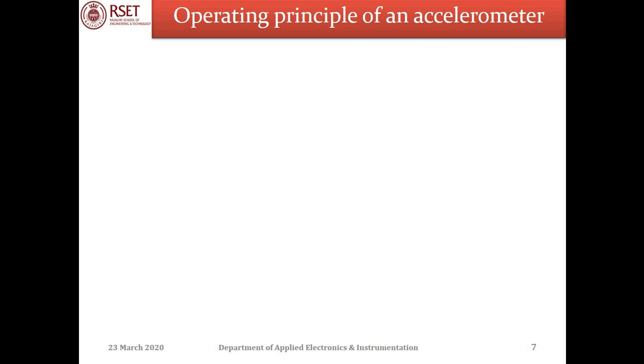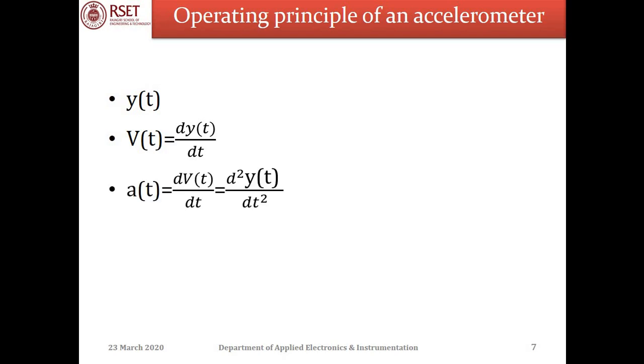Let us now look into the operating principle of an accelerometer. If we represent the instantaneous displacement of the mass induced by the attached moving solid body, measured and recorded with respect to time as y of t, then the associated velocity v of t and the acceleration a of t may be obtained by the following derivatives. So, the velocity v of t can be expressed as dy of t by dt, and the acceleration a of t can be expressed as d squared y of t by dt squared.